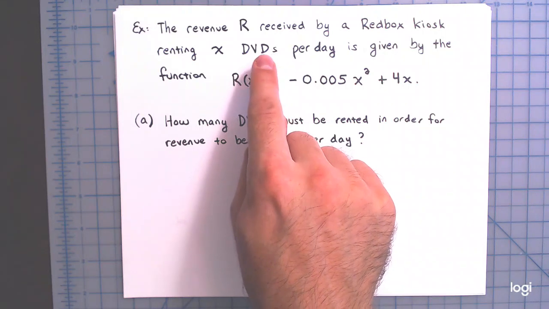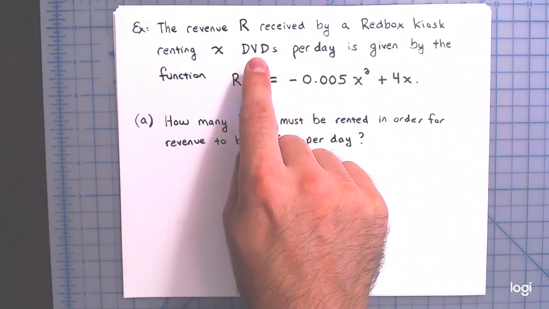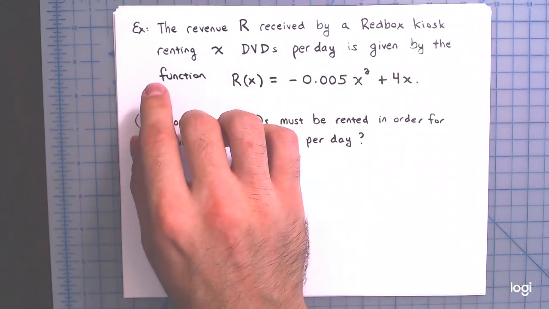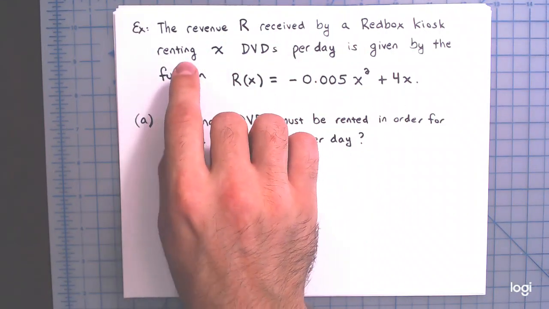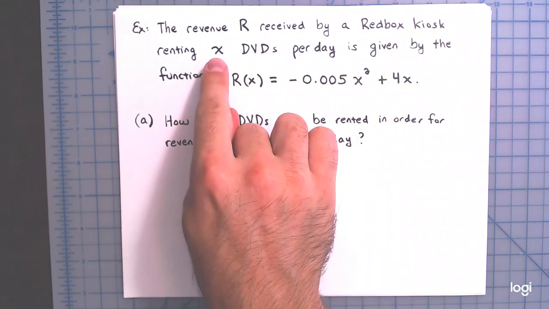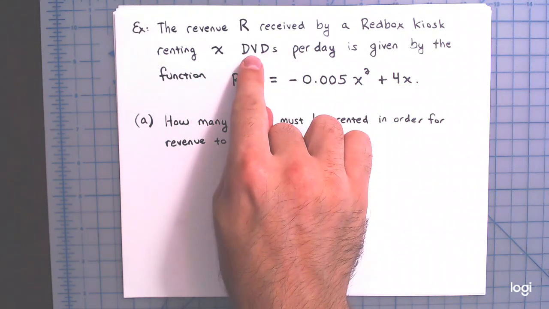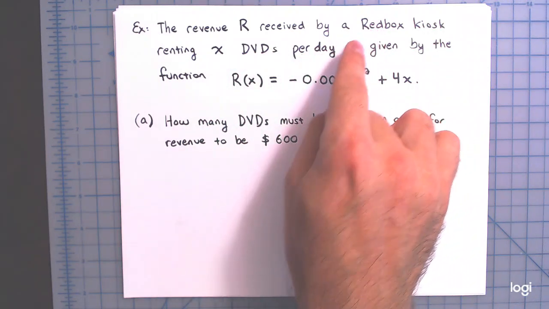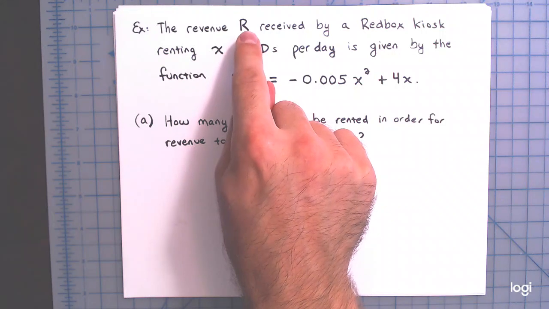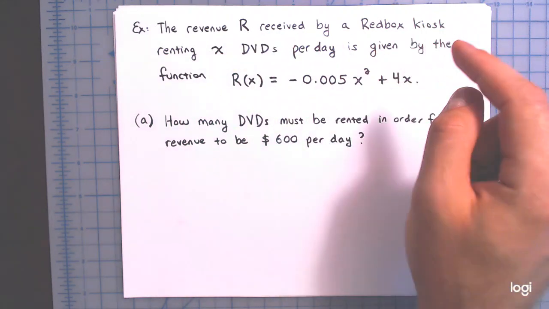Again, this might be dated in a little while. Who watches DVDs anymore? Most things are streamed, but again, you don't really have to know what these are to be able to answer these questions. So renting x DVDs per day. So x will be a variable representing the number of DVDs that are rented from this Redbox kiosk in a day, and R will represent the amount of money it's bringing in for that kiosk.